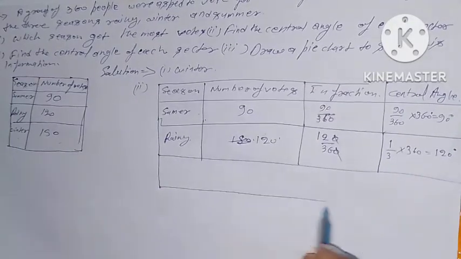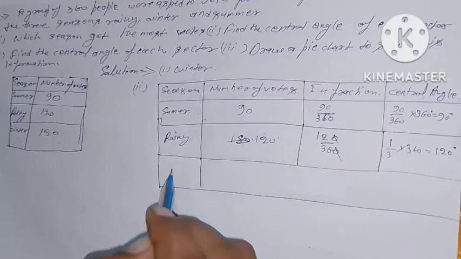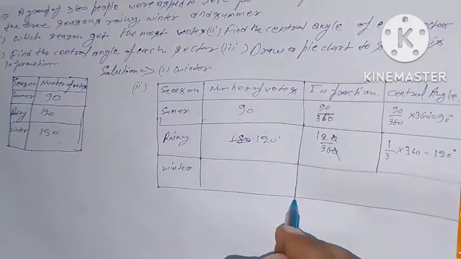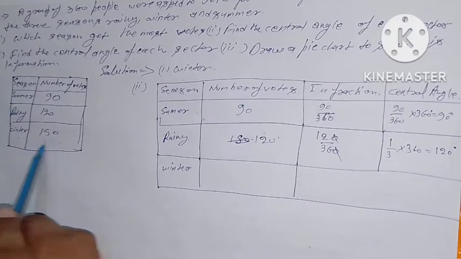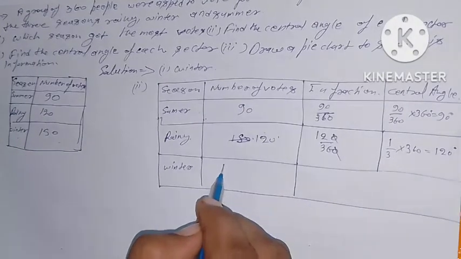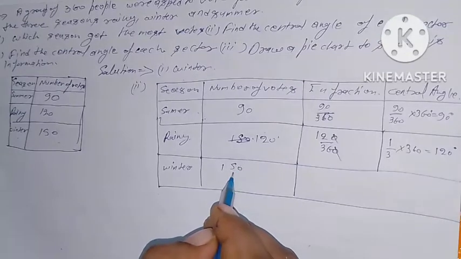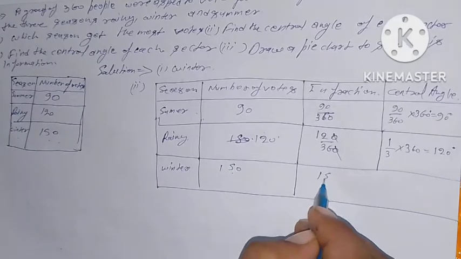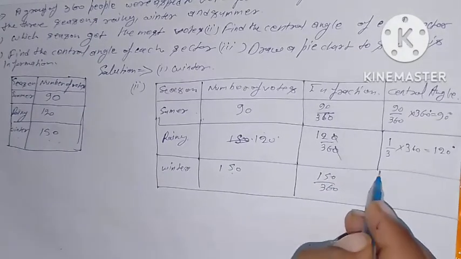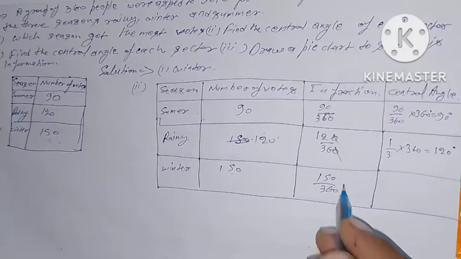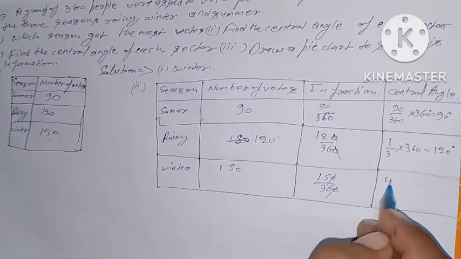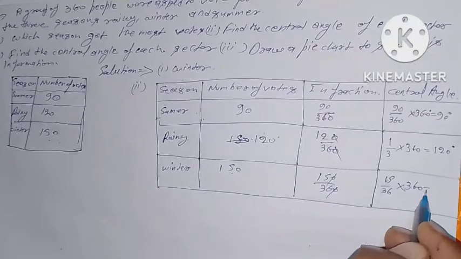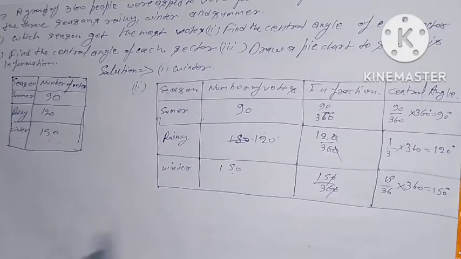Next is winter season. In winter season, the number of votes is 150, and in fraction 150 upon 360. And then this is 15 upon 36 multiply 360 equals 150 degrees.